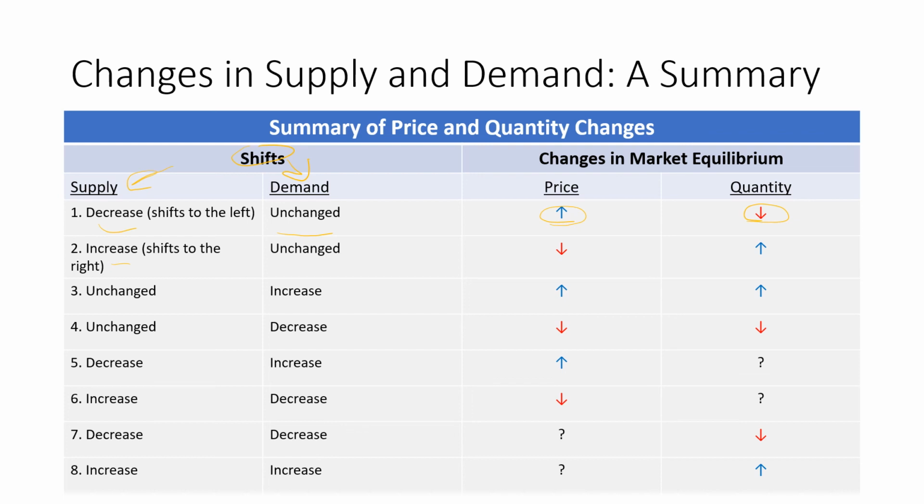Note here where the question marks are, such as here for 5, if we have a decrease in supply and an increase in demand, we know that price will increase. What we don't know is what's going to happen to quantity. And that's because we need actual numbers to know exactly what's going to happen there. It could remain the same or it could shift. And that's what that question mark means.